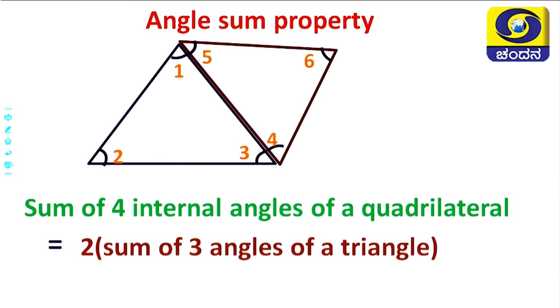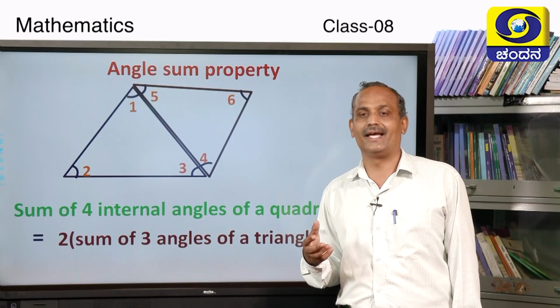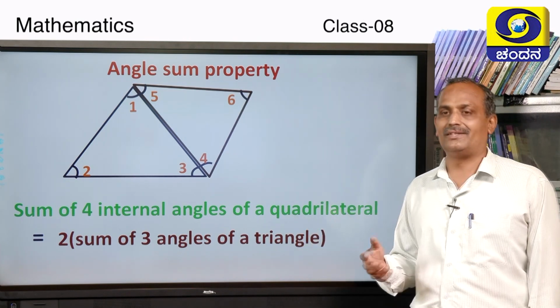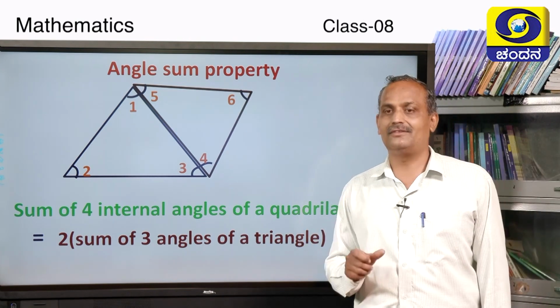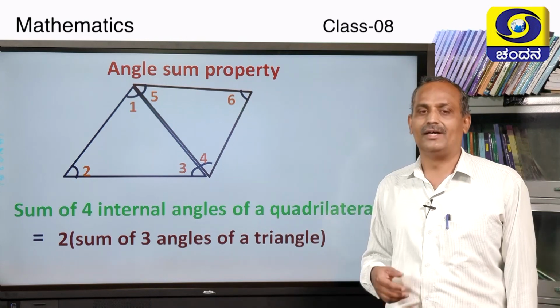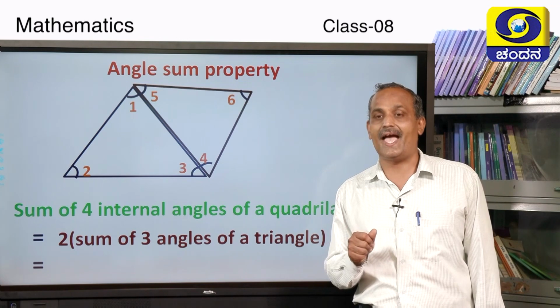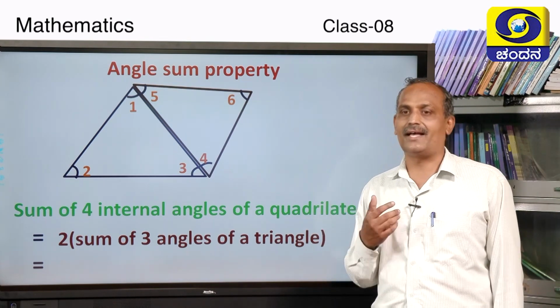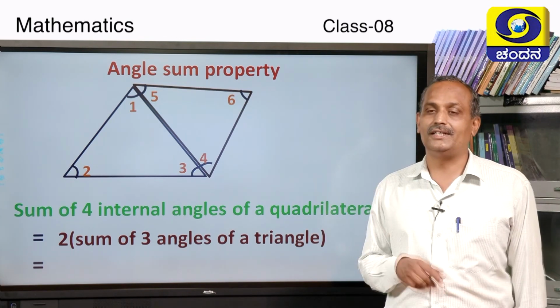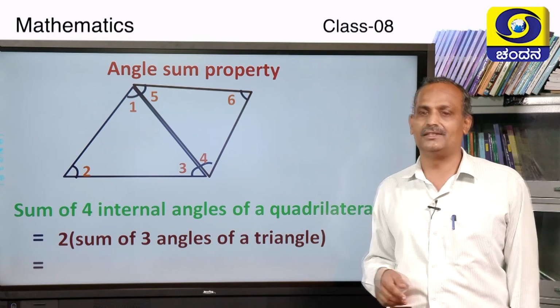Is it right? There are 2 triangles, hence I can multiply it by 2 so that we can get the sum of the angles of 2 triangles. In other words, twice the sum of 3 angles of a triangle. What is the sum of 3 angles of a triangle? All the 3 angles of a triangle measure 180 degrees. You can recall it, you have studied it in the previous class.